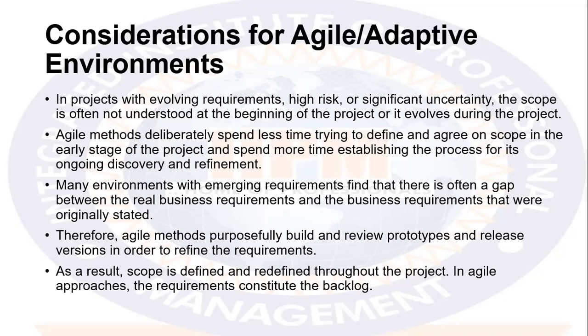Therefore, agile methods purposefully build and review prototypes and release versions in order to refine the requirements. As a result, scope is defined and redefined throughout the project. In agile approaches, the requirements constitute the backlog. So you have a predetermined scope, and then as you keep on with the project, we keep adjusting and refining the scope. Not that the scope is changing, we only keep redefining the scope to meet up with the objectives.